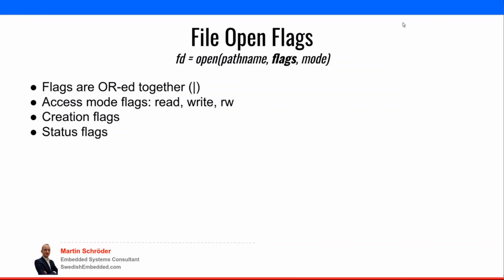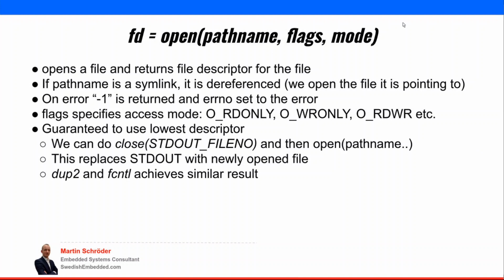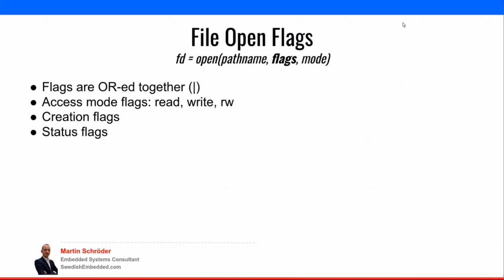Now, the second argument to the open call is the flags, and this is a very important argument. We're going to be discussing this for a while here, and the flags that you pass there are bitwise ORed together, and we have three types of flags. We have the access mode flags, which we already discussed: read-only, write-only, or read-write. We have file creation flags, and we have file status flags. Let's discuss them in detail, because these are very important.